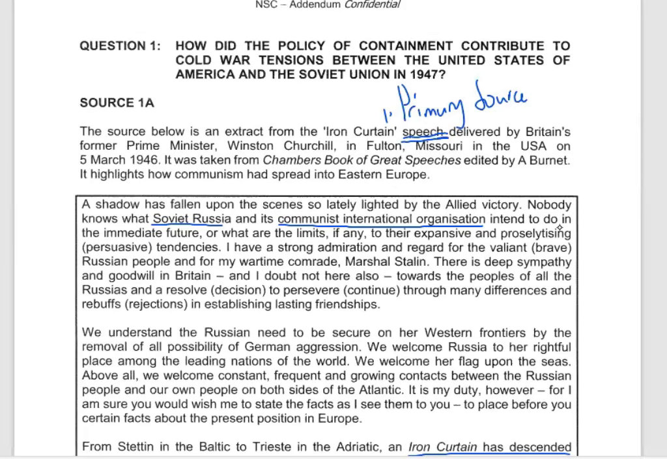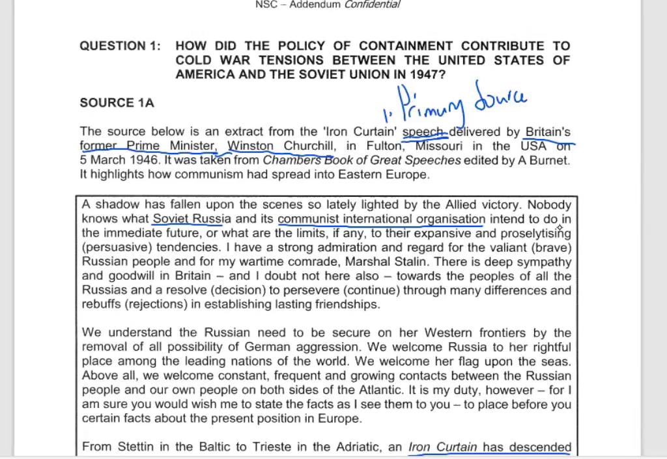And who produced the source? It was produced by Britain's former Prime Minister, Winston Churchill. It's also reliable for the sake that it was produced by the British former Prime Minister who was involved or who actively participated in the Cold War tensions, in that time of Cold War tensions between capitalism and communism. So we can also safely rely for the fact that it was produced by Britain's former Prime Minister.